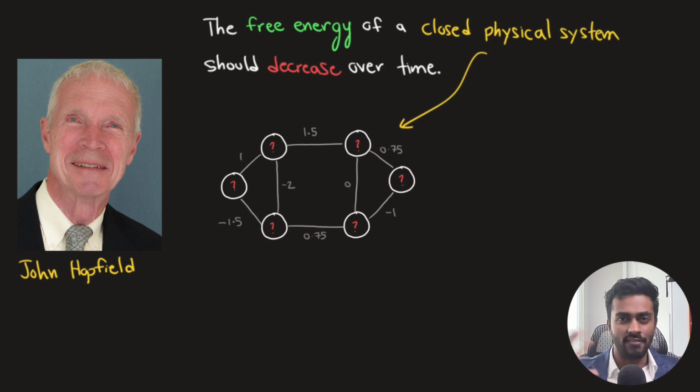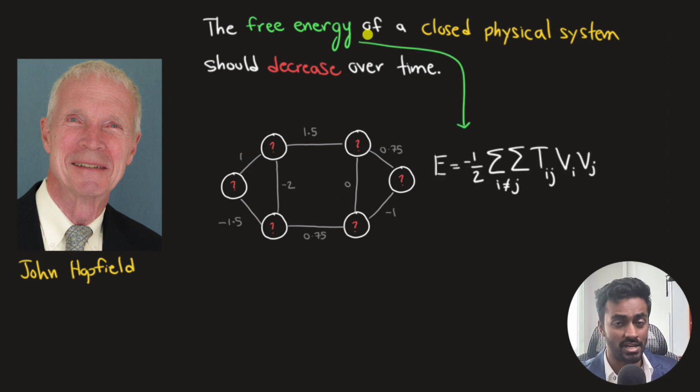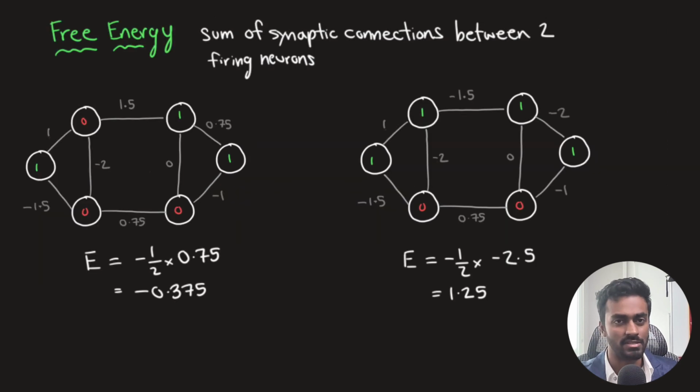Now, there's quite a lot of terms here, but just to be very clear of how this physics is going to be related to this computation model that we are creating, when we talk about a closed physical system, in this case, we're going to talk about the Hopfield network, which represents the interconnection of neurons in our brain. And when we talk about free energy, well, we can determine the energy of this Hopfield network using this formulation over here. It looks pretty intimidating, but it's actually very easy in principle. The free energy of this Hopfield network is going to be the sum of synaptic connections between 2 firing neurons.